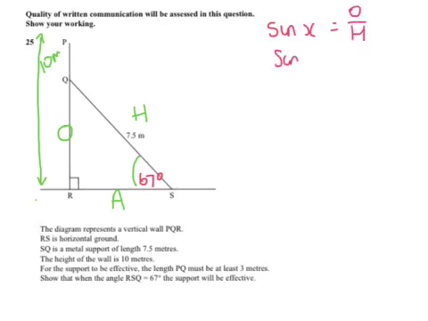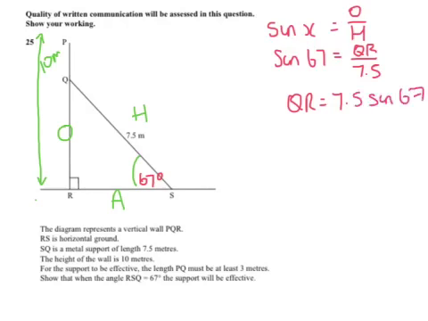And we know that sine 67 is equal to our opposite, which we'll call QR, over 7.5. And that means that QR is going to be 7.5 times the sine of 67. And if you calculate that, you get that QR is 6.90 meters.